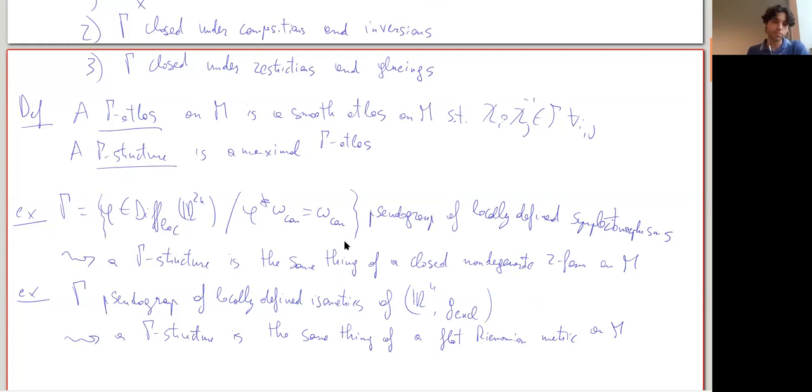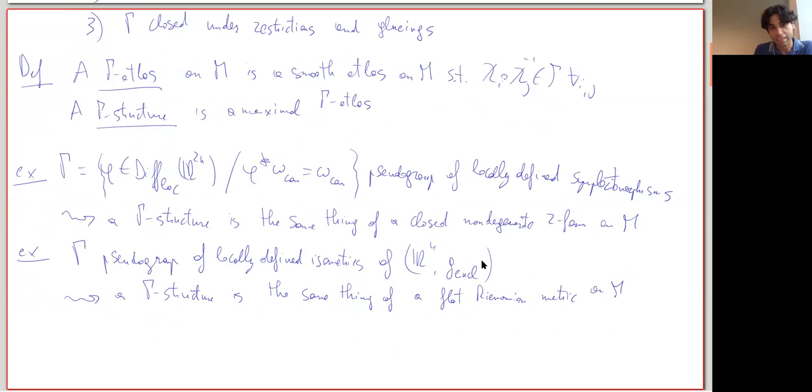So very good. This is just to introduce this kind of setting that we have. What is the first problem? We see that these kinds of structures, if we look here, are quite strict in the sense that we ask that a non-degenerate form is closed. A Riemannian metric is flat.